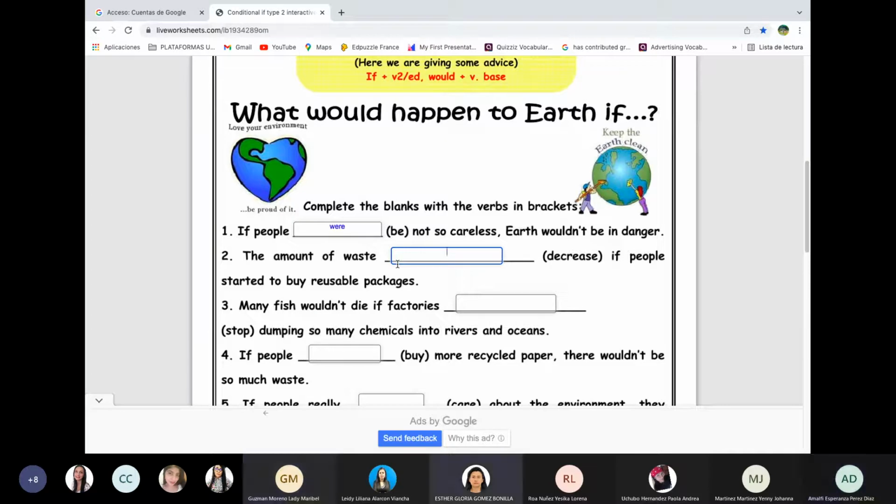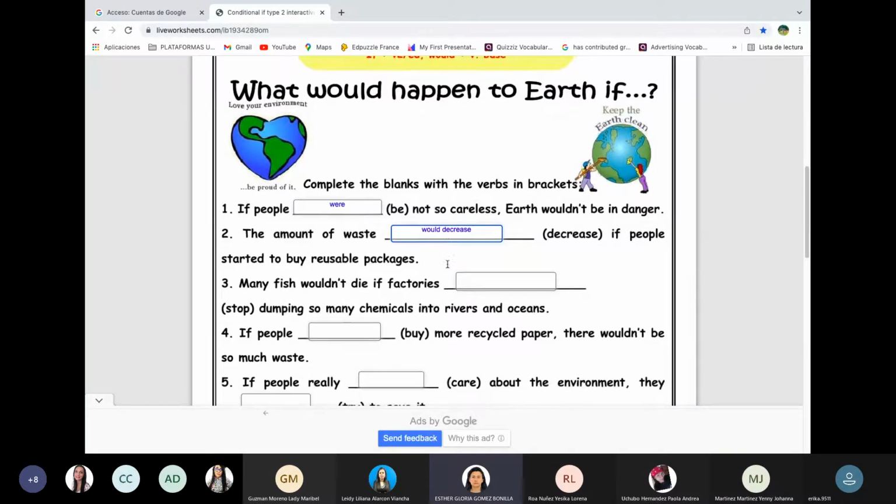The modal. What is the modal? ¿Es más? No entiendo. Good. What is the modal? Good. Muy bien. Very good. The amount of waste would what? What is the verb? Would. The amount of waste would decrease. The pronunciation: decrease. The amount of waste would decrease.